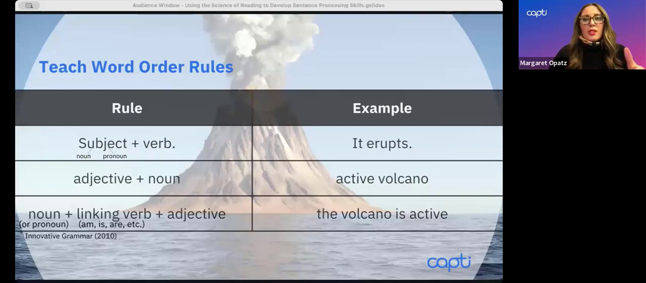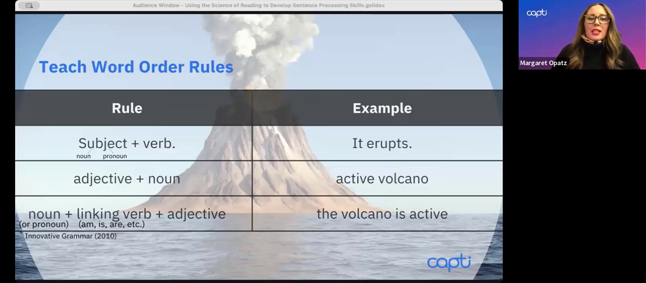We can teach these rules, and then we can support students in developing their writing and their reading ability by teaching these rules. For instance, if you taught students that the subject comes before the verb, and you can teach them nouns and pronouns, they can write an example. All of my examples today will be of volcanoes. A couple years ago, I really got into volcanoes when I was doing a study with a fifth grade classroom, so I've continued that theme throughout here.